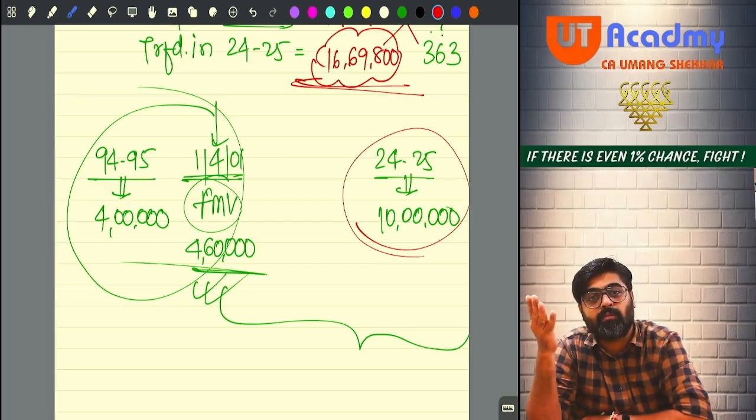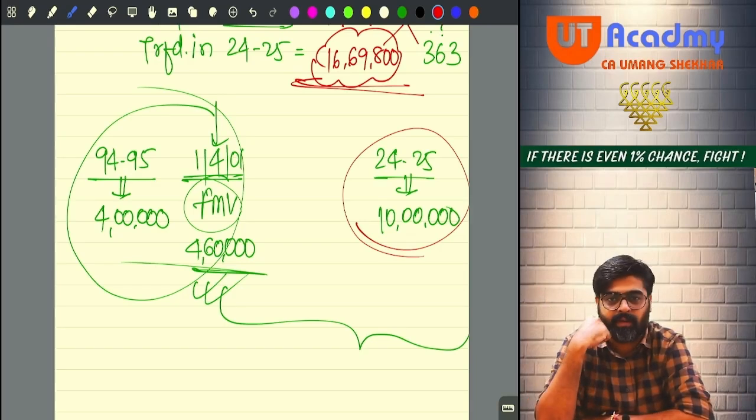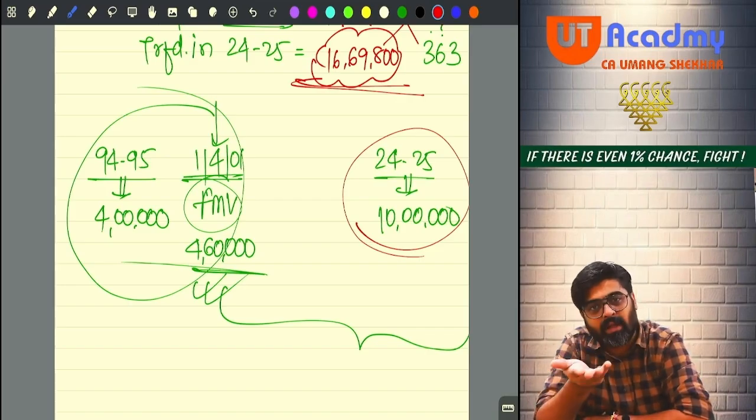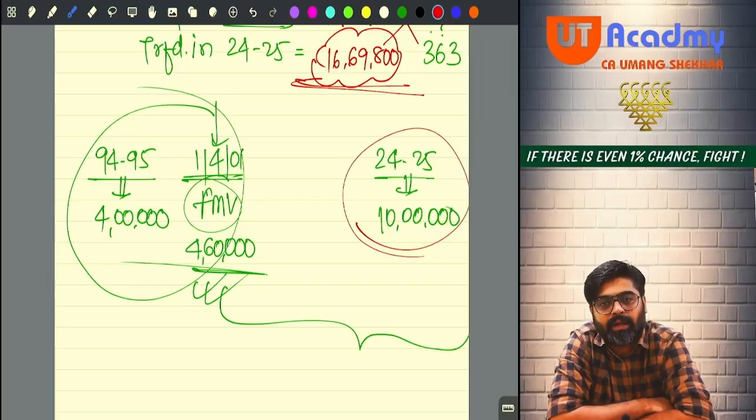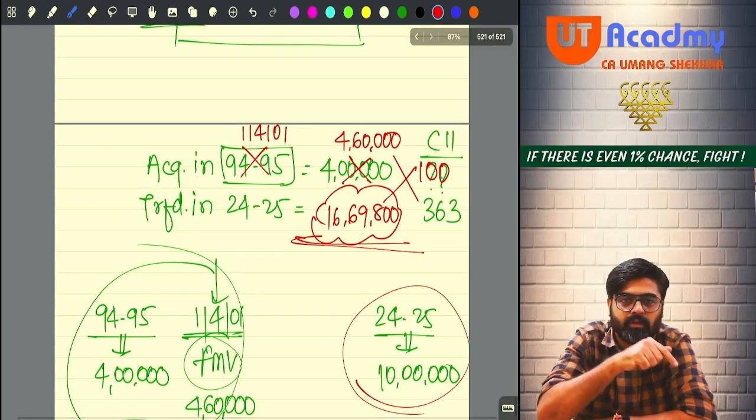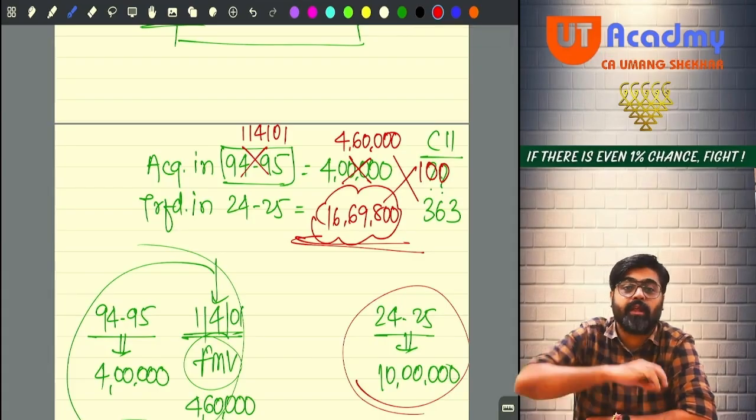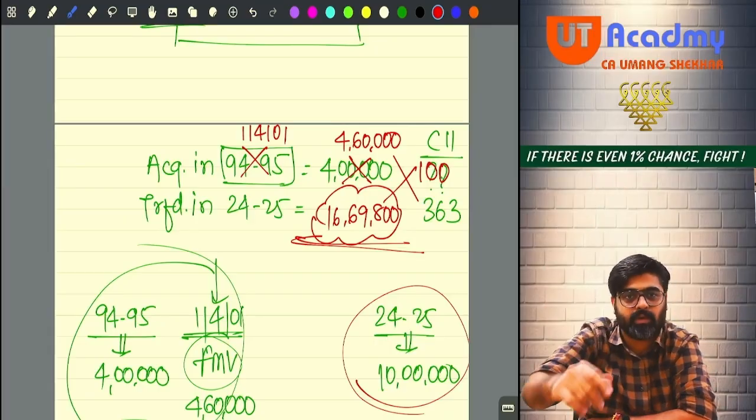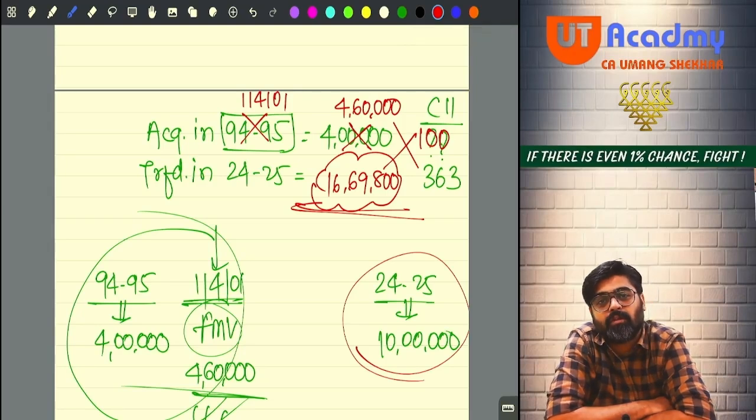So the inflation from the year of acquisition till 2001-02 is also considered, with fair market value given. And from fair market value onwards, meaning from 1st April 2001 till 24-25, inflation is already considered. Now after considering the entire inflation starting from the year of acquisition till today, your cost will be 16,69,800. Now that asset someone is buying from you for 10 lakh. Are you getting a gain or a loss? You are getting a loss of rupees 6,69,800.